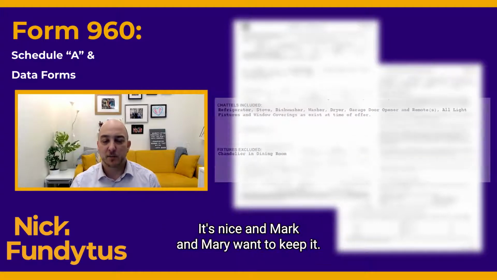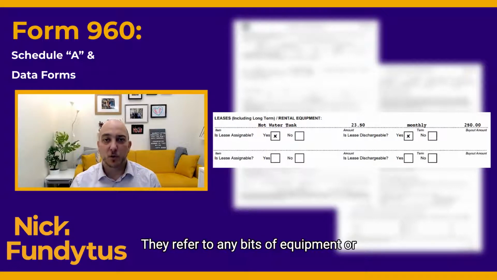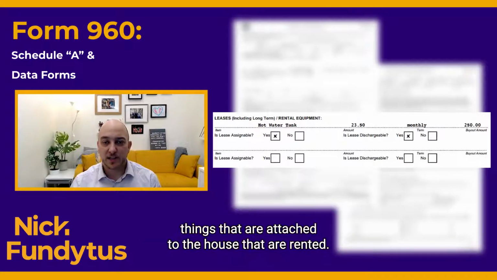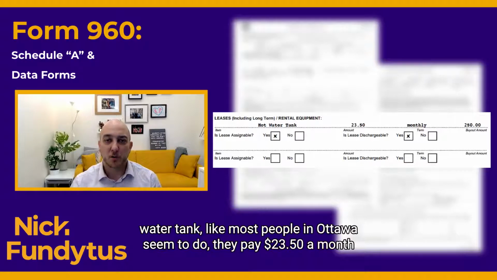It's nice, and Mark and Mary want to keep it. Then there are leases. Leases do not refer to tenants. They refer to any bits of equipment or things that are attached to the house that are rented. So in this case, Mark and Mary rent their hot water tank like most people in Ottawa seem to do.